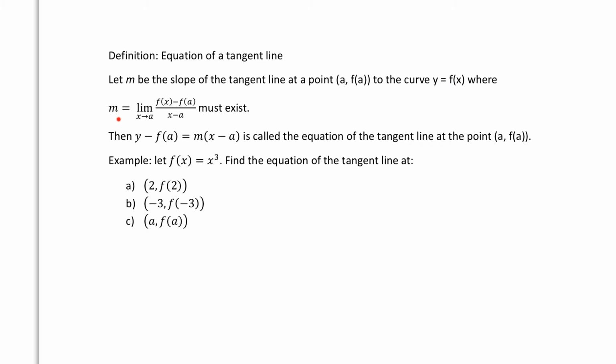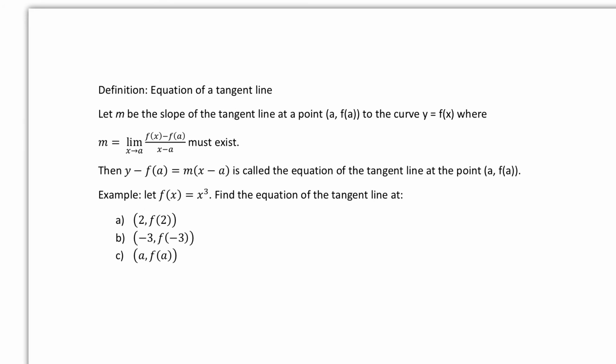Of course, m comes from the limit as x approaches a of f of x minus f of a over x minus a, and this limit must exist. Then this formula, y minus f of a equals m times x minus a, is called the equation of the tangent line at the point a, f of a. Now, if you've never seen this formula before, I apologize. It is part of the grade 10 curriculum, but you might not have ever seen it before. Sometimes it just gets missed in the hustle and bustle of school.